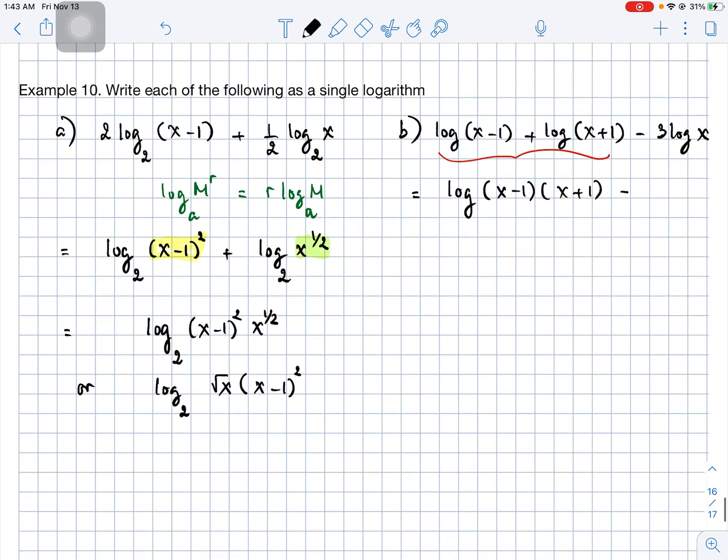And then minus. To combine the logs to become a single log, we need to move away the factor in the front. That means we will move it up to become the exponent. So log of x cubed. Then we can write log of x minus 1 times x plus 1 is x squared minus 1, minus log of x cubed. We have the minus between them, so we will apply the quotient rule. So x squared minus 1 will be on the top because it goes first, and then x cubed in the bottom.